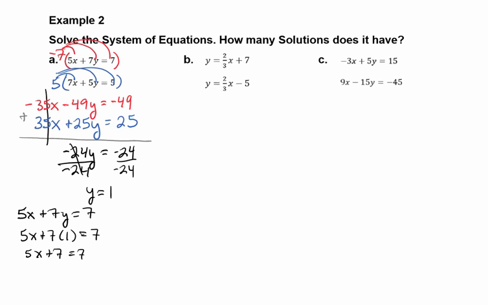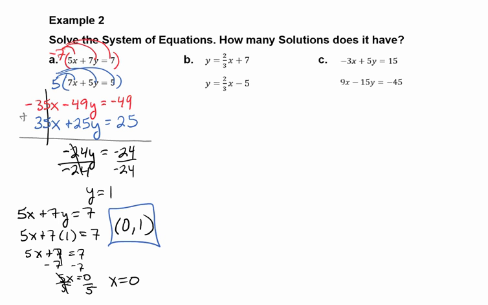And we're going to solve for x, meaning we're going to subtract 7 from both sides, giving us 5x equals 0. Then we're going to divide both sides by 5 and get x equals 0. This gives us the solution (0, 1). And when we plug that back into both the top and bottom equations, we see that that works.